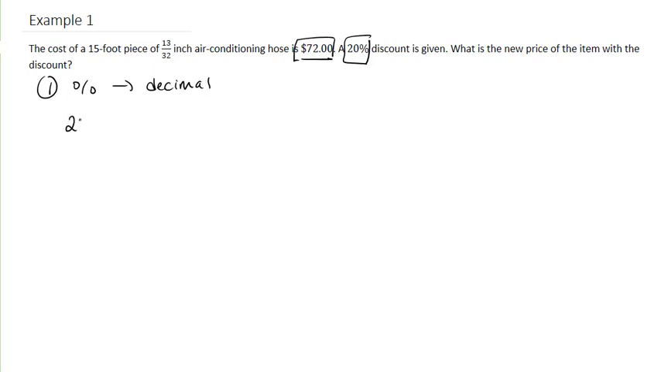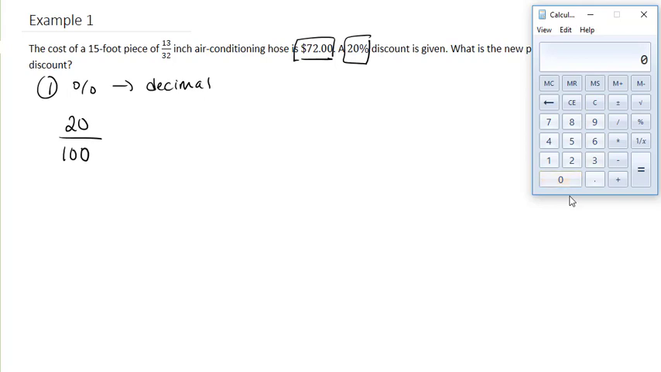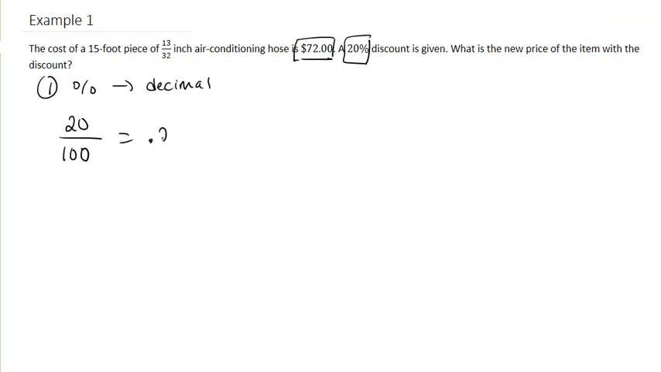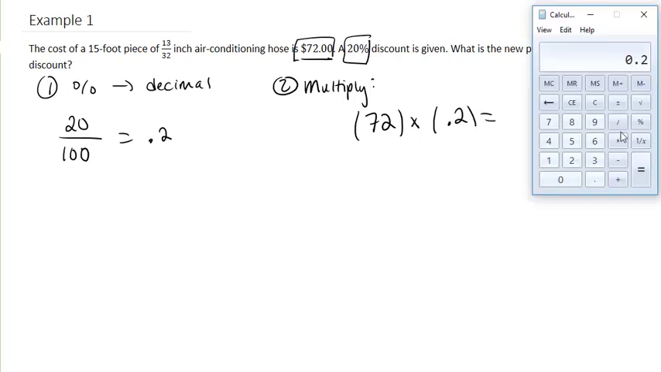So when we do 20%, we really can say it's 20 over 100, as that's what 20% means. And then we get 0.2. So next we're going to multiply. So we go 72 times 0.2. So we'll just multiply that by 72 and we get 14.4.